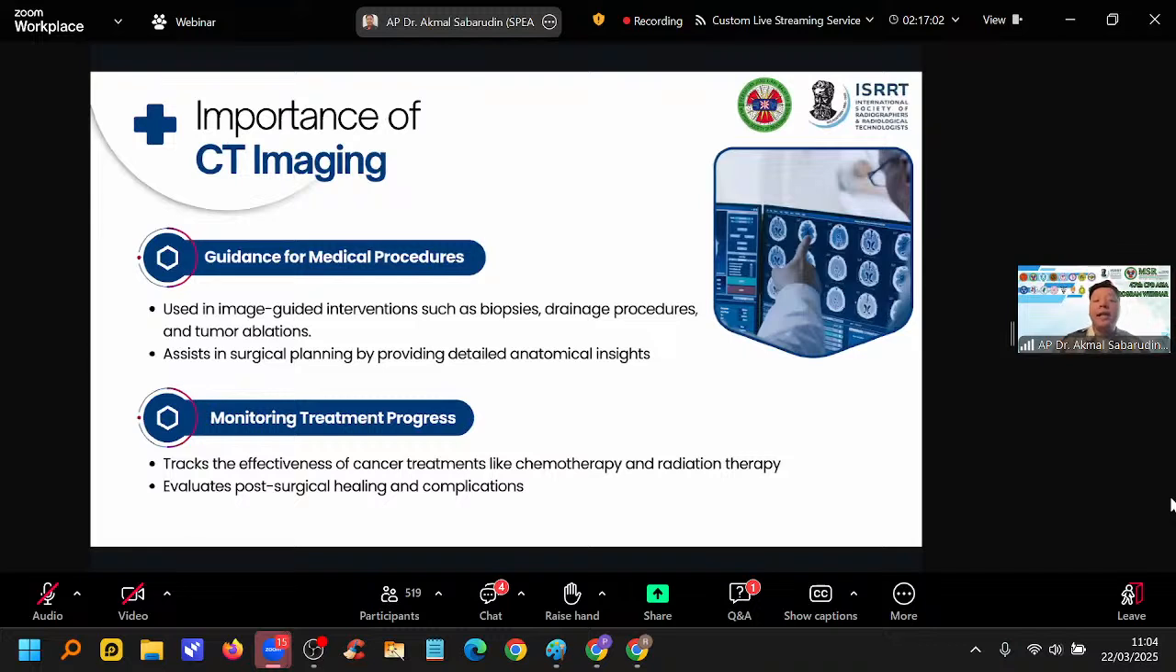And other than that, it assists in surgical planning by providing detailed anatomical insight. Okay, because we can see the clear detail of anatomical structures inside our human body by using a CT scan. Therefore, especially when they need to do surgery for the next management of the patient, it helps a lot.